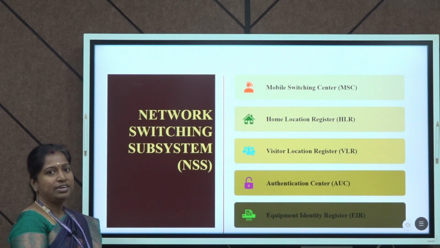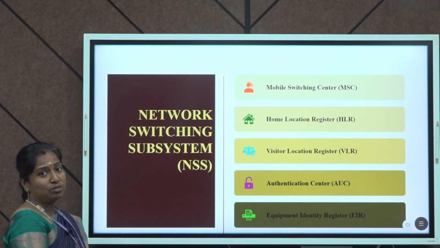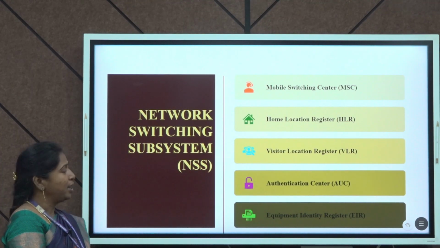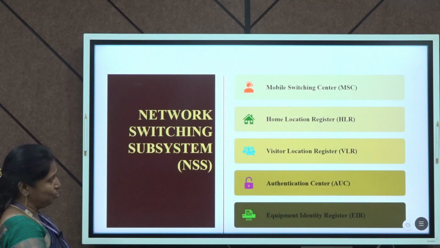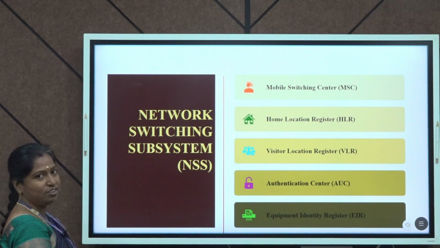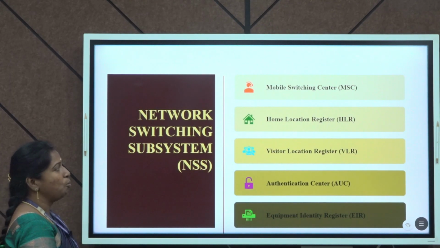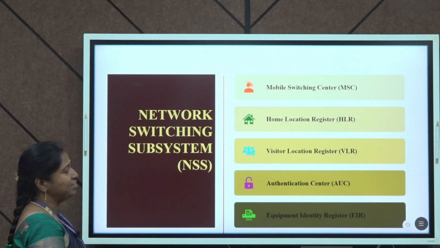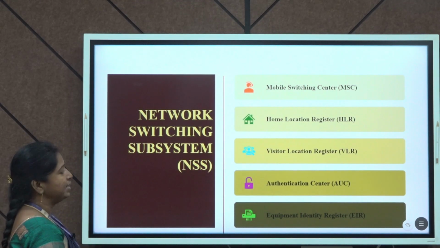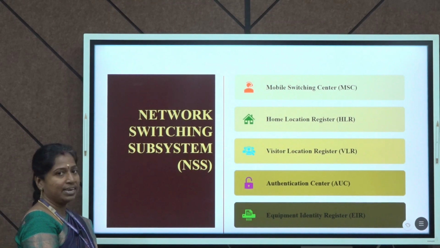The next one is the network switching subsystem. It is responsible for switching the calls and data, managing the user locations and supporting mobility. It consists of a number of databases and nodes like Mobile Switching Center MSC, Home Location Register HLR, Visitor Location Register VLR, Authentication Center AUC, and Equipment Identity Register EIR.